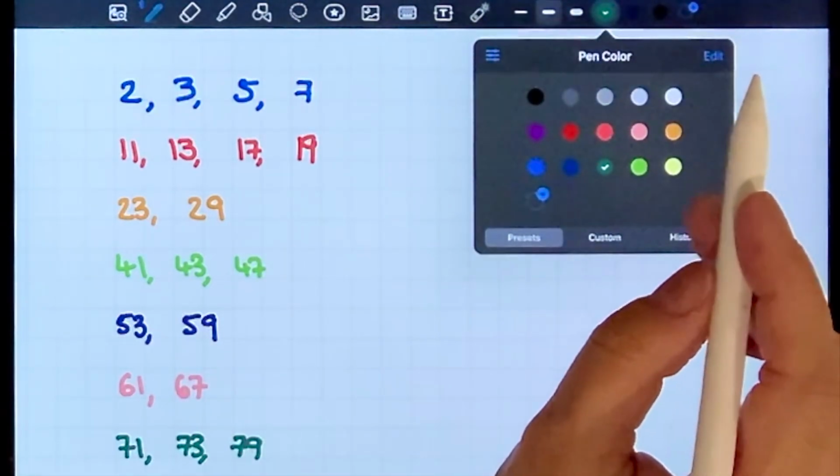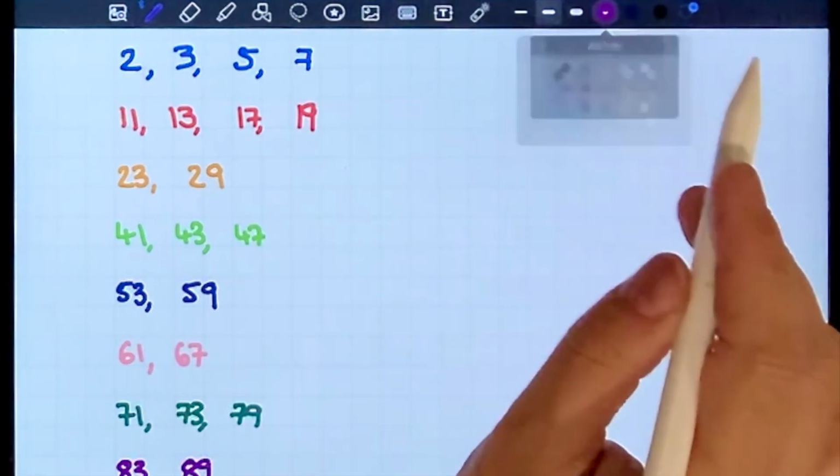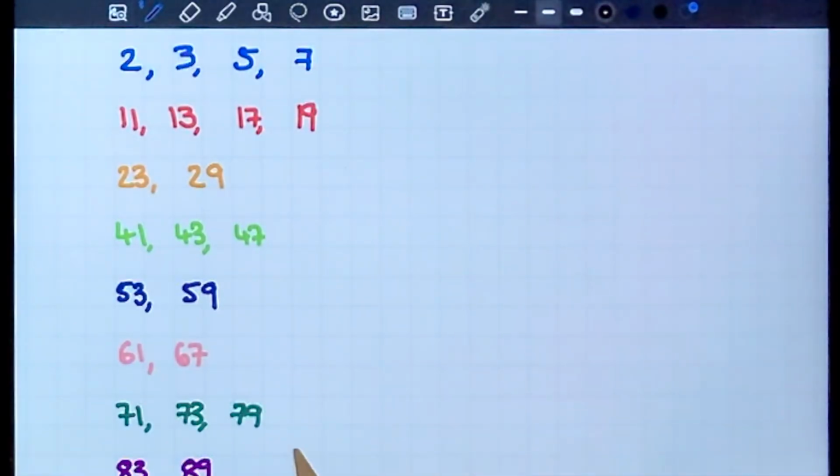Next, primes in the 80s: 83 and 89. And last, we're going to do primes in the 90s.